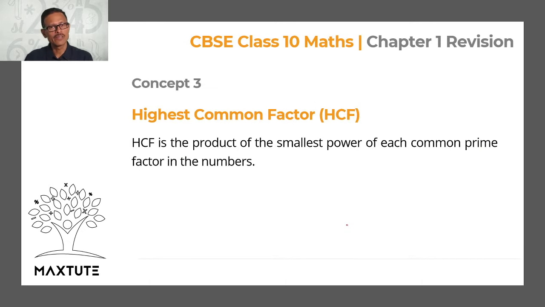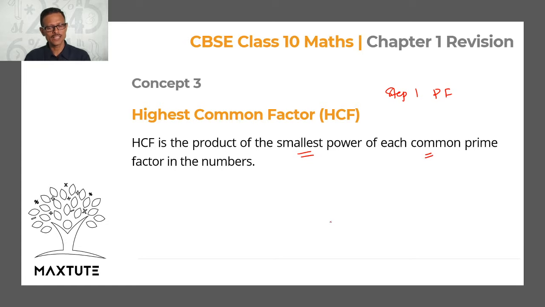Third concept that we're going to be looking at is HCF of numbers. When they don't mention that you should use Euclid's lemma, find the HCF using the prime factorization method. How do you find it out? Step 1, prime factorize the given numbers. Step 2, HCF is the product of the smallest power of each common prime factor in the numbers.